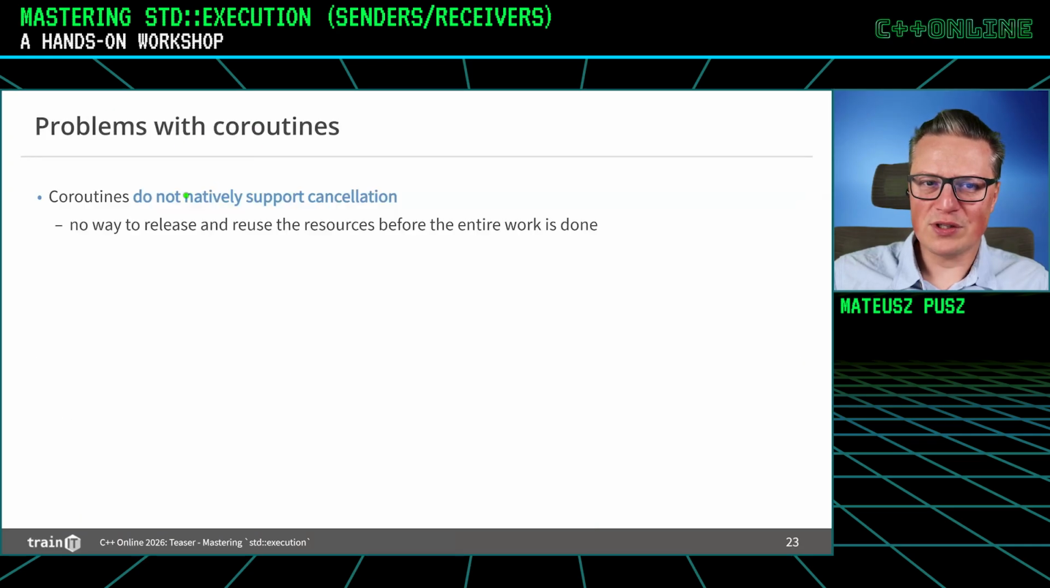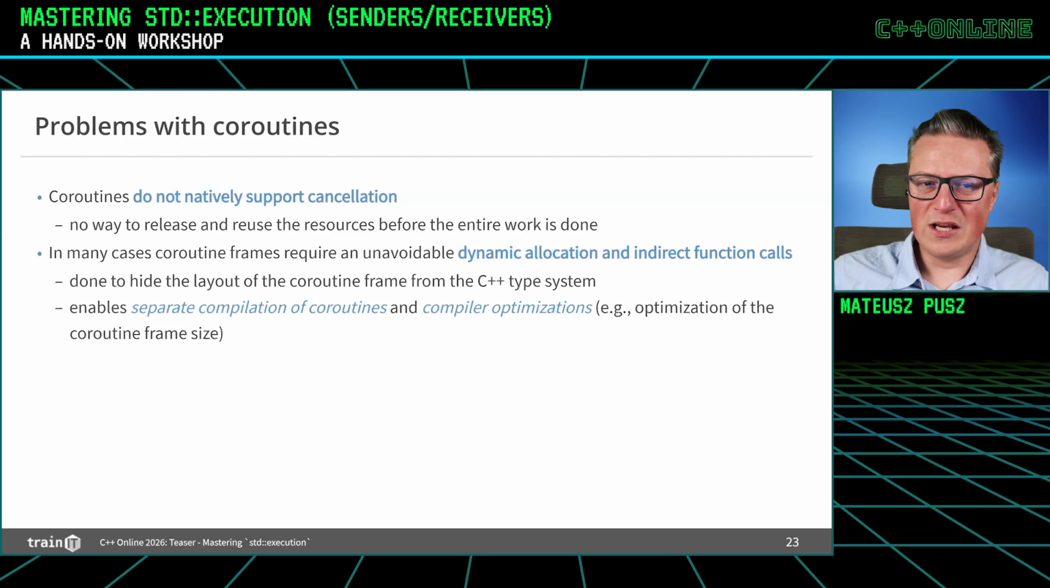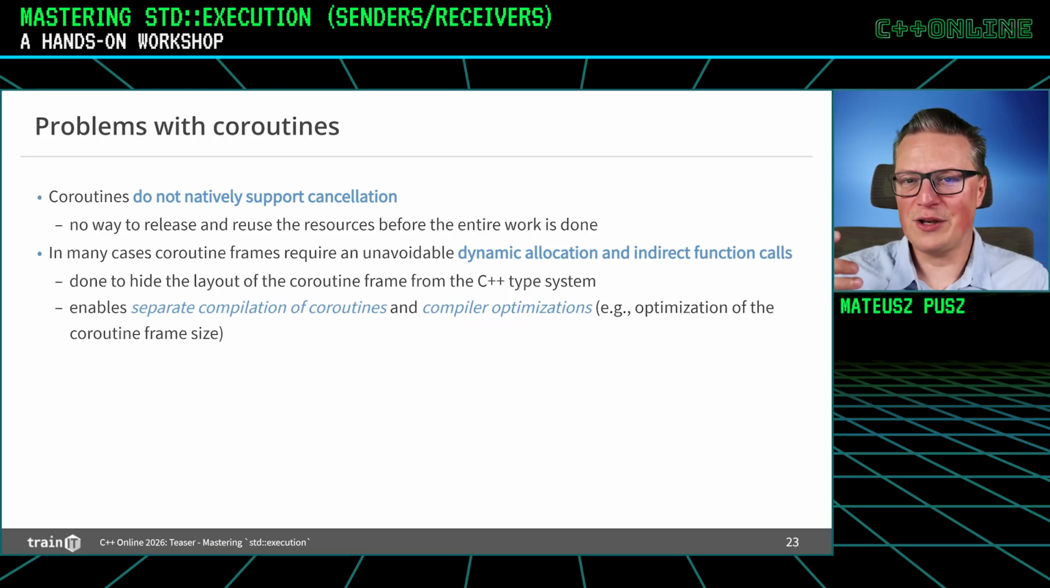However, there are some problems with coroutines. Coroutines do not natively support cancellation, right? In many cases, at least for asynchronous tasks, a dynamic allocation may be needed to actually make the coroutine state. It might not be an issue, and typically I don't want to say it's an issue because typically it's not. When you're dealing with asynchronous I/O, typically you have other bottlenecks in your program. If you're dealing with asynchronous I/O for networking or for file I/O or whatever, then the cost of one allocation is not that big.